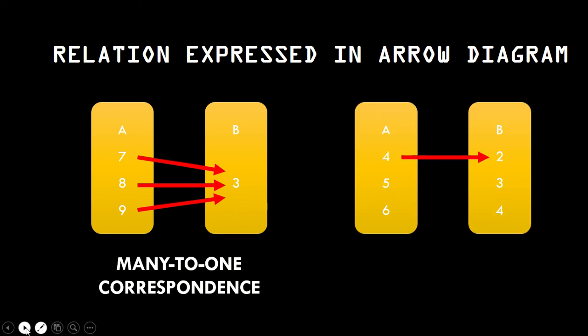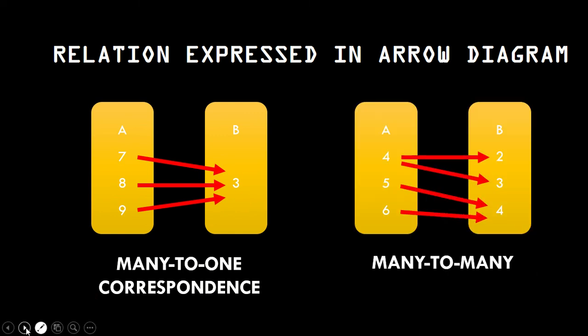Then lastly, we have many-to-many correspondence. Wherein in many-to-many correspondence, we have here 4, 2, 4, 3, we have 5, 4, and then we have here 6, 4. That is many-to-many correspondence. So in relation, we can express that with one-to-many, one-to-one, many-to-one, or many-to-many correspondence.